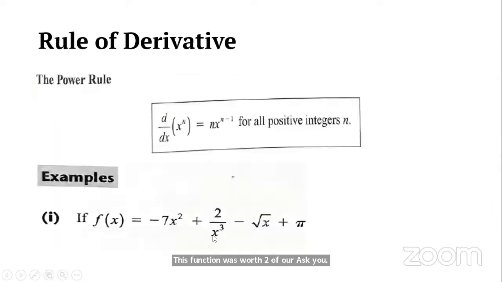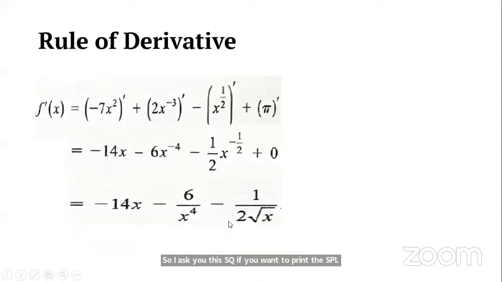This s cubed, if you want to bring the s cubed to the top, it will become negative 3, right? So that's what we apply here. We have 2 exponent negative 3, and you differentiate it, and you get this function. We are just applying the power rule. So you do it for all of them, and here you apply the constant rule.